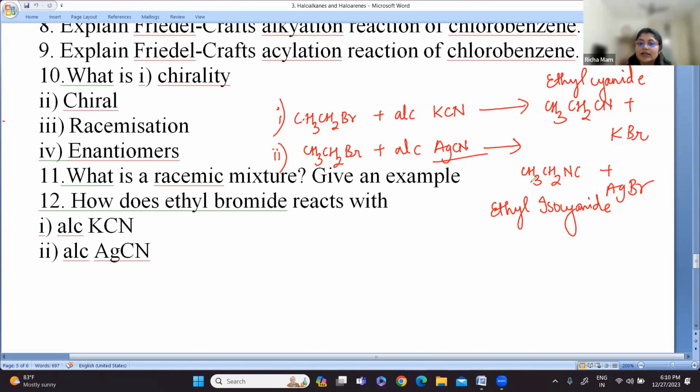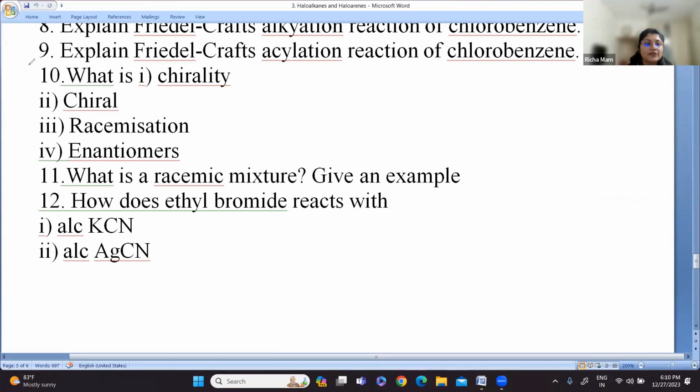So that time you will get CH3CH2NC. That is what you are going to get, an isocyanide compound, NC. Nitrogen will be attached to your carbon. So it is ethyl isocyanide. These are the products obtained when ethyl bromide reacts with alcoholic KCN, you get a cyanide, and when ethyl bromide reacts with alcoholic AgCN, you get an isocyanide. Okay, fine. Moving further.